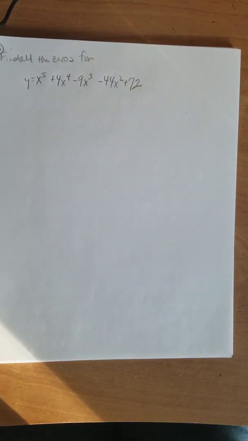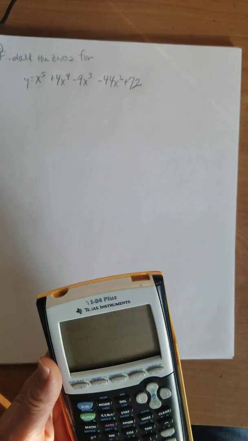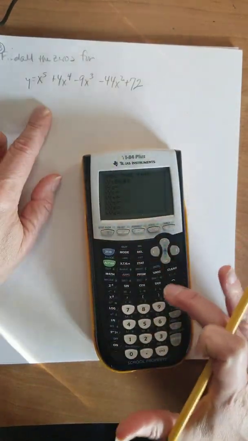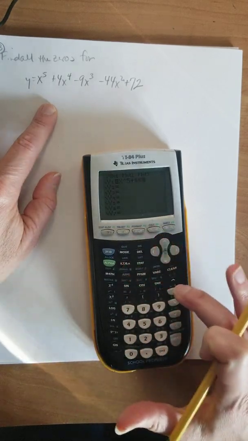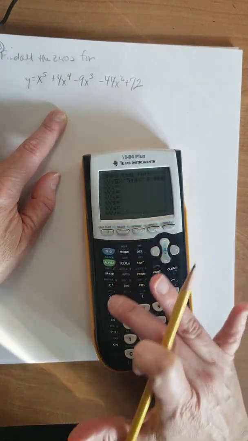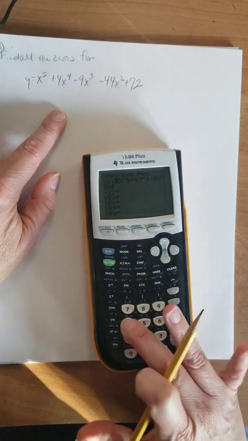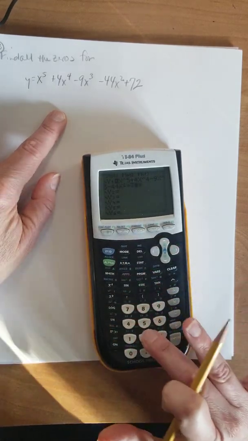All right, so this one's too big, and I can't factor it. So here we go. I'm going to get my calculator out, and I have x to the 5th plus 4x to the 4th minus 9x cubed. There we go. Minus 44x squared plus 72.